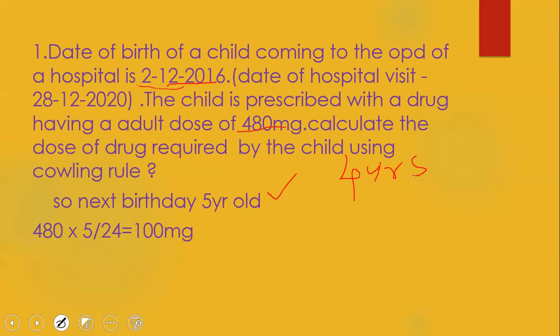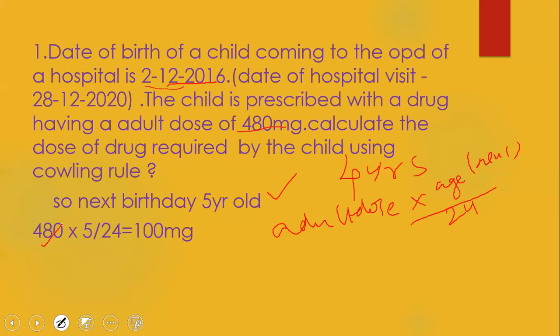Dose calculating using Cowling's formula is adult dose into age at next birthday, divided by 24. So at the next birthday the child will become 5 years. So adult dose is 480 into 5 divided by 24, 100 mg. So the child requires 100 mg of drug.